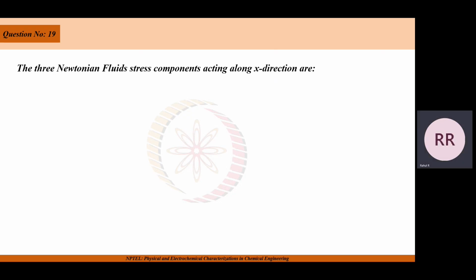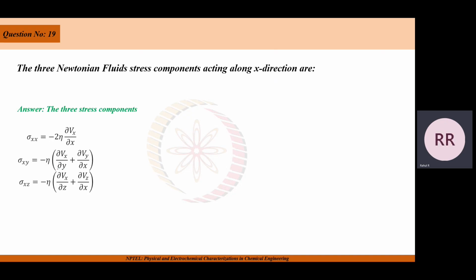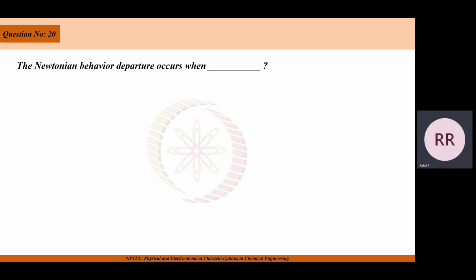I think you had enough time to think about the answer. The three stress components are: sigma xx is equal to minus 2 eta dou vx by dou x; sigma xy is equal to minus eta times dou vx by dou y plus dou vy by dou x; and sigma xz, the third component, is minus eta times dou vx by dou z plus dou vz by dou x. These are the three stress components acting for a Newtonian fluid. Now let's move on to the next question.